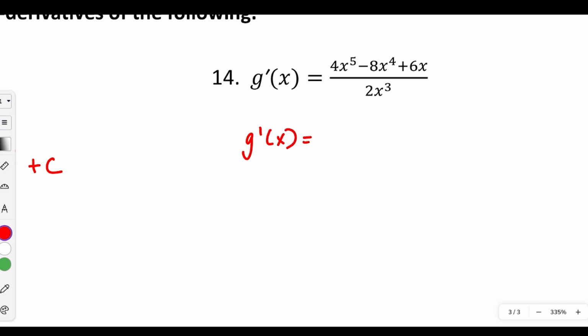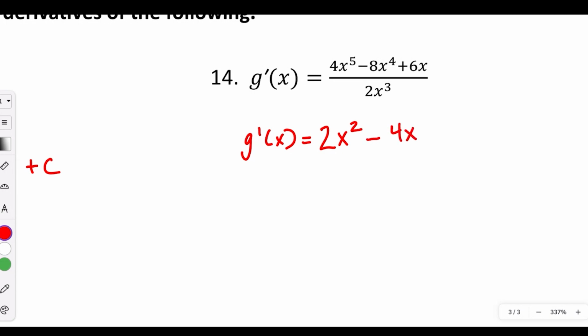So G prime, okay, let's see, 4x to the fifth divided by 2x cubed, 2x squared, right, minus 4x, then we have plus 3x to what power? Negative 2. Yeah. So you have 1 minus 3. Okay, so that's the derivative, right? But we're looking for the antiderivative. If that's G prime, we're looking for G.